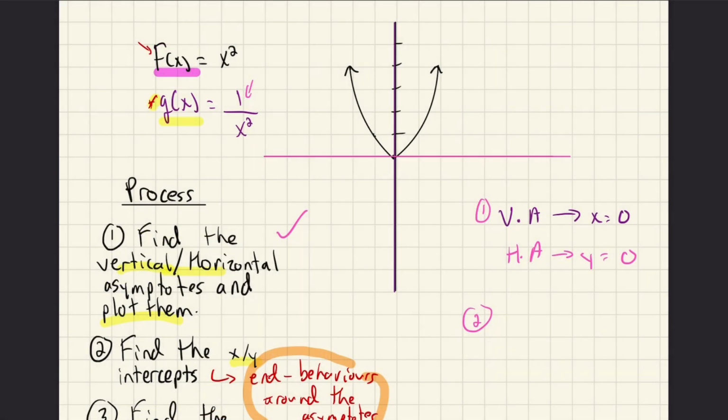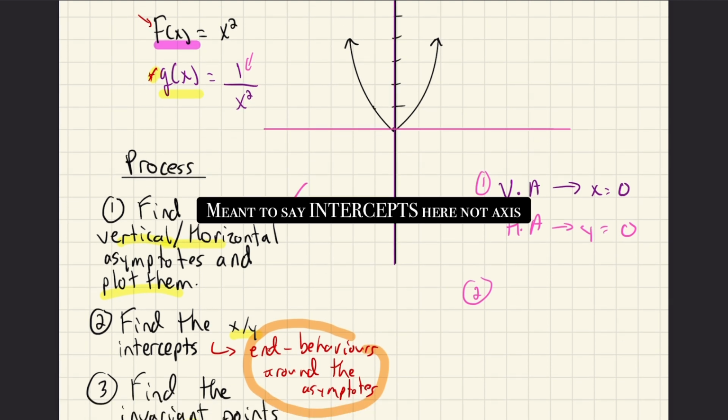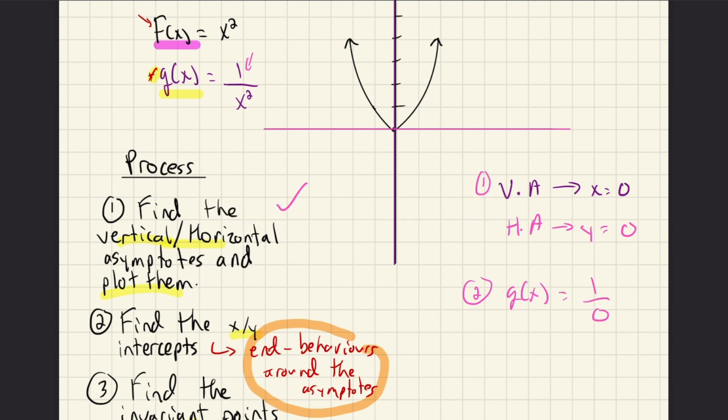Now for part 2, to find the x and y intercepts, we're going to simply sub in for g(x). Let's say if I want to solve the y-intercept first, I'll sub in 0, but the problem is you cannot put 0 in the denominator. It is undefined, so we're going to write that it has no y-intercept.